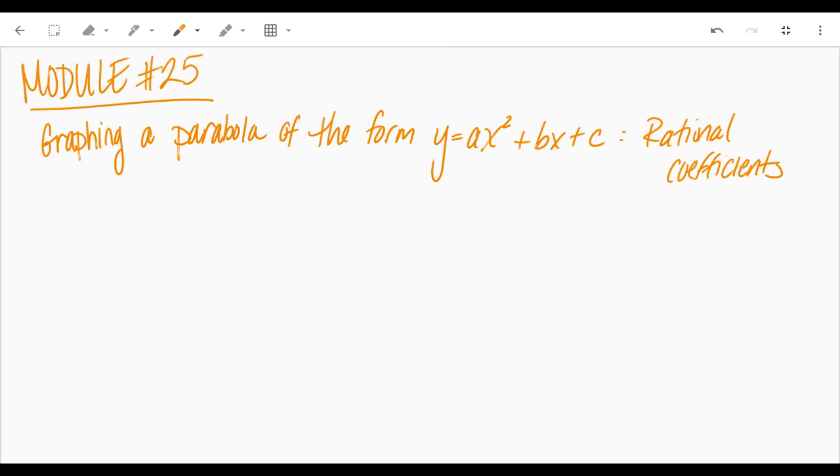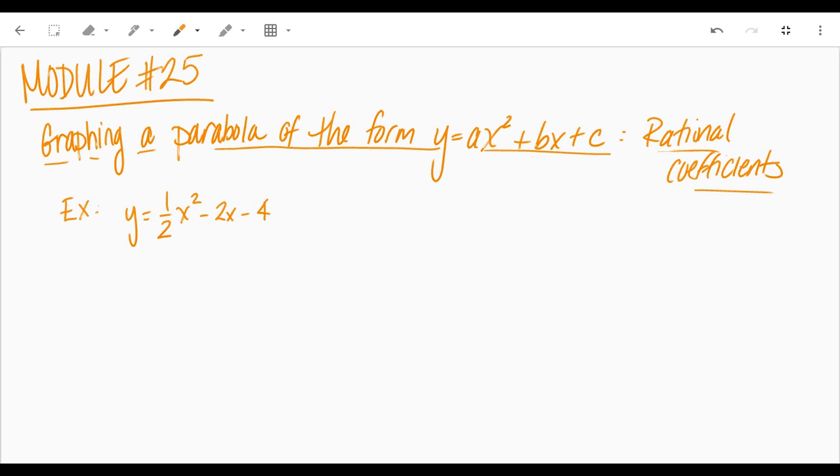All right, Module 25 starts with graphing a parabola again. You have seen this before, but they throw in another tricky part: rational coefficients, and rational means fractions. For example, we would have something like y equals 1/2 x squared minus 2x minus 4. The good news is that you can do it just how you've done before.